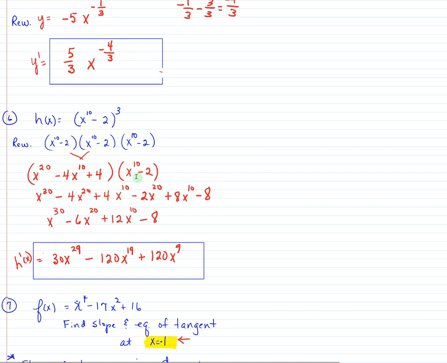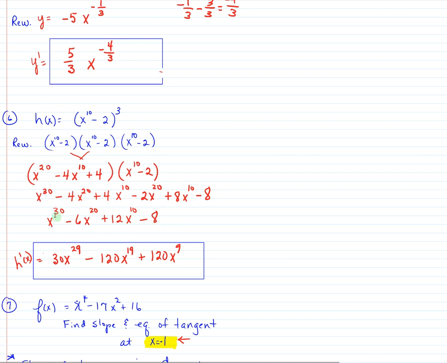Then I'm going to multiply my minus 2 times all those pieces. And I get minus 2x to the 20th plus 8x to the 10th minus 8. Combine like terms, and you had -4 of these and -2 of these, so we have -6x to the 20th. We had 4 of these, 8 of these, so we have plus 12x to the 10th, and then a minus 8. All of that was just to get this ready for us to take the derivative.